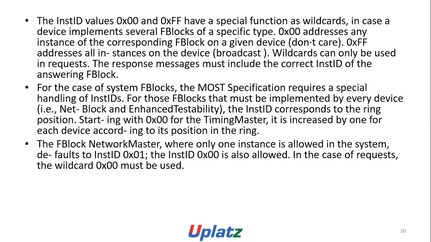For the case of system FBlocks, the MOST specification requires a special handling of instance IDs for those blocks that must be implemented by every device, that is NetBlock and EnhancedTestability. The instance ID corresponds to the ring position, starting with 0x00 for the timing master. It is increased by one for each device according to its position in the ring. The FBlock NetworkMaster, where only one instance is allowed in the system, defaults to instance ID 0x01. The instance ID 0x00 is also allowed. In case of a request, the wildcard 0x00 must be used.